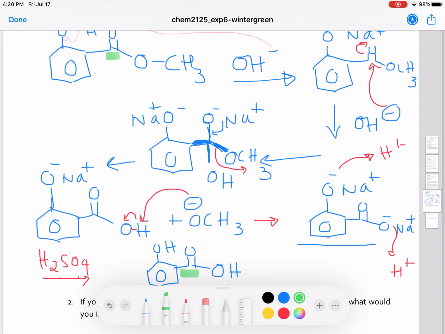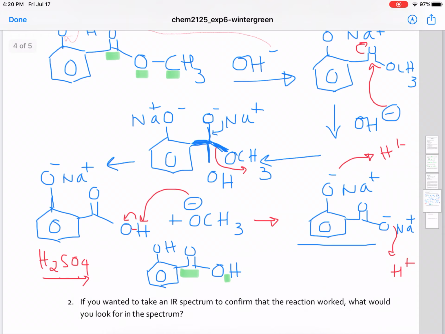Another difference that we can see here, you see here that you have a bond between oxygen and carbon, this single bond. And here we don't have that oxygen and carbon, it's oxygen and hydrogen. So you should be able to see the disappearance of that peak, the single bond carbon-oxygen peak. Okay, and also you can see what are the other differences in your starting material and the product, and see what kind of differences you would expect to see in the IR spectrum.